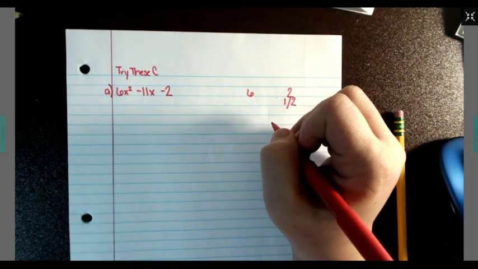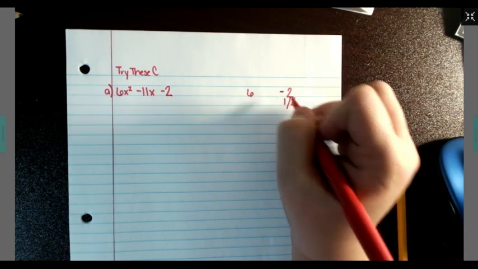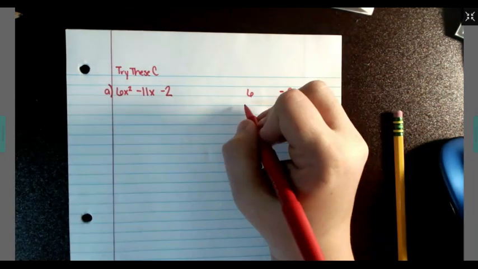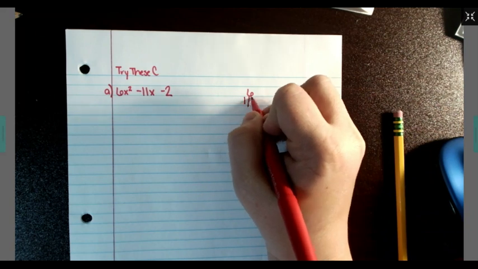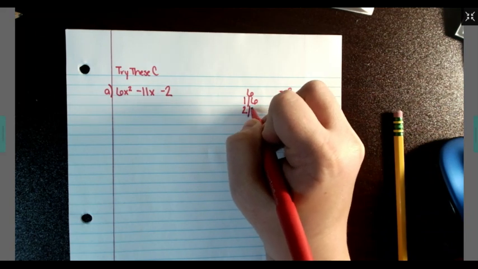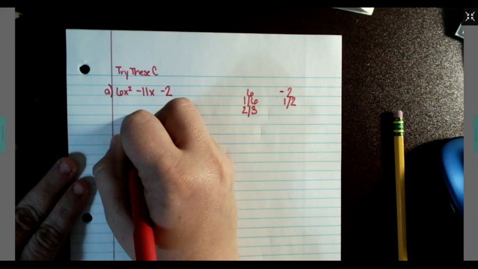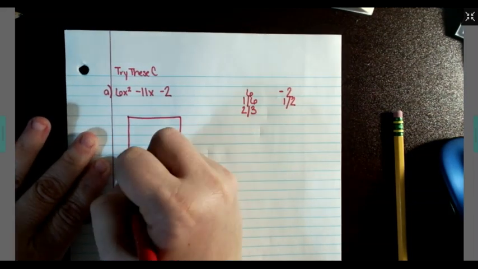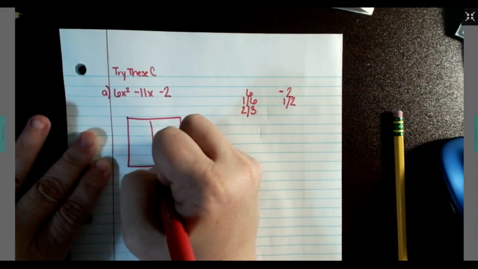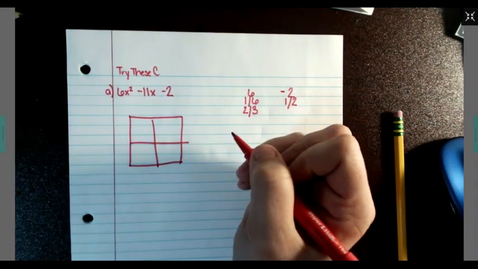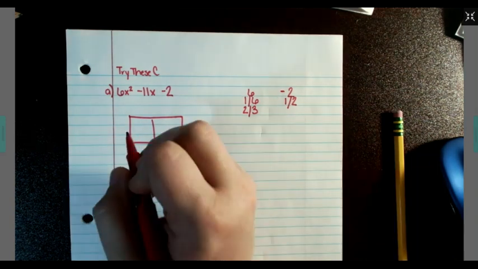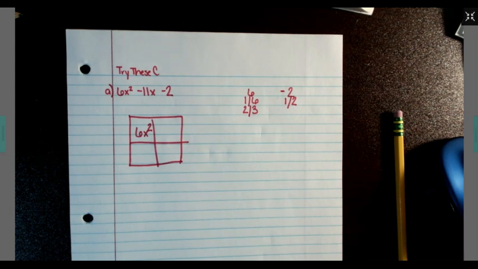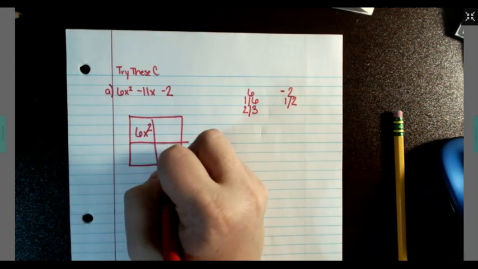We don't know which one's positive or negative because it is a -2 we're trying to get to, but it at least eliminates some possible choices. Here, this could be 1 and 6 or 2 and 3. So I'm actually going to go ahead and create my graphic organizer. In this top left box, I'm going to put in 6x squared. In the bottom right, I'm going to put in -2.